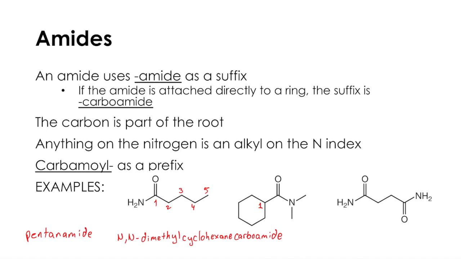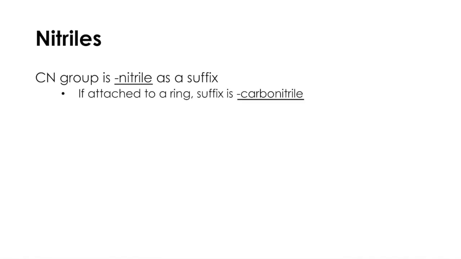And so for the final example, the chain is 1, 2, 3, 4 carbons long. The amides are on both ends, and so we call this butane diamide. And again, no position needed when it's on the end, so that's it. Now let's look at nitriles. Nitriles are pretty simple. It's just a CN group, and nitrile is the suffix. When it's attached to a ring, we call it a carbonitrile. And if it's just a substituent, it's a cyano group.